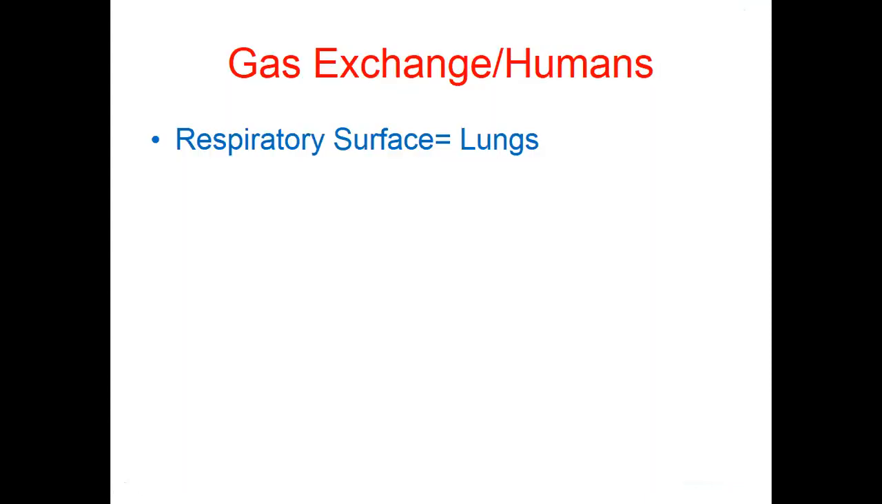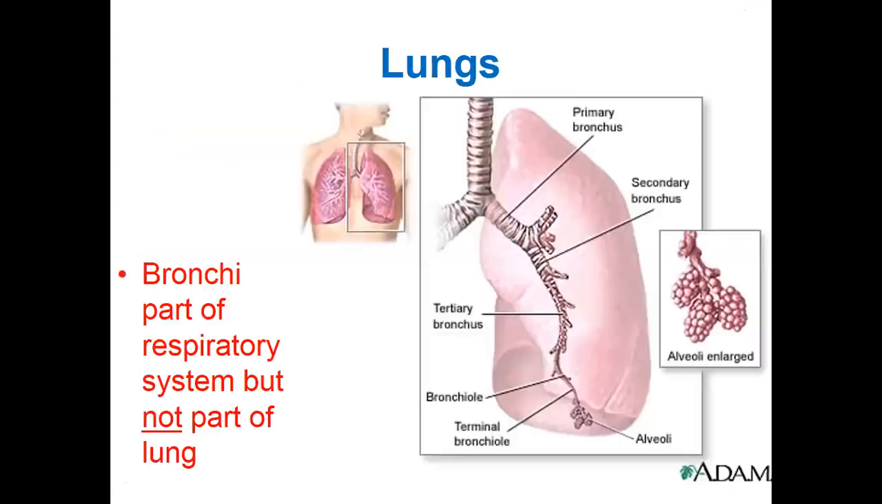Gas exchange in humans: the respiratory surface is the lungs. A lung is a sac that contains many other smaller sacs, which are called alveoli. Bronchi are parts of the respiratory system, but not part of the lungs.